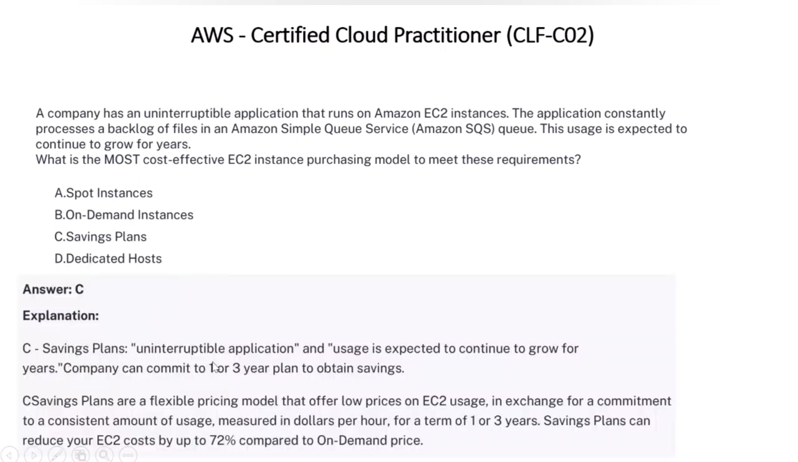Savings plans fit because the application is uninterruptible and usage is expected to continue to grow for years. The company can commit to a 1 or 3-year plan to obtain savings. Savings plans are a flexible pricing model that offer low prices on EC2 usage in exchange for a commitment to a consistent amount of usage, measured in dollars per hour, for a term of 1 or 3 years. Savings plans can reduce your EC2 costs by up to 72% compared to on-demand price.